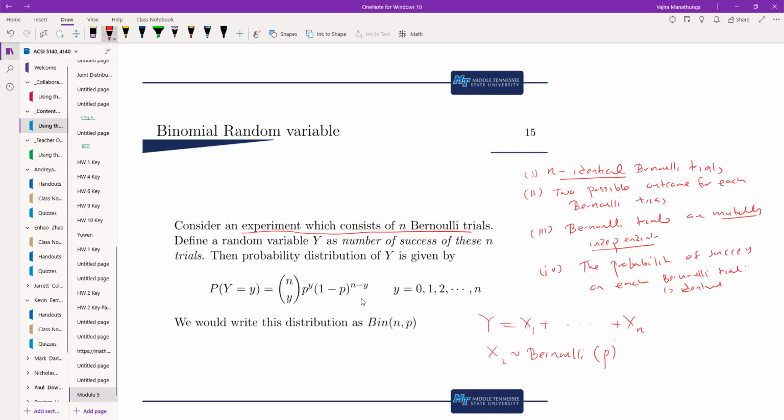Of course, since each Bernoulli trial can be either success or failure, y can take values between 0 and n. It can be 0 successes, so all end up with failure, or every trial ends up as success, so n trials end up as success. We would write this distribution as binomial with parameters n, the number of trials, and p, the success probability, which is constant from one trial to another.